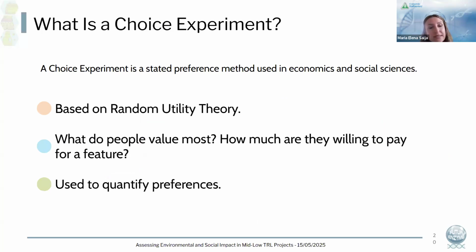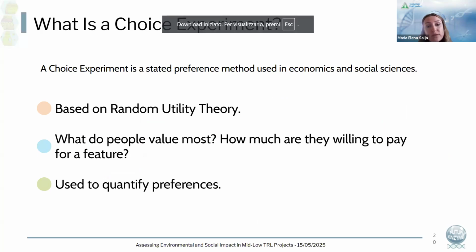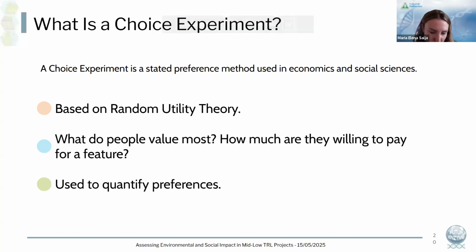So a choice experiment is a stated preference method using economics and social science. This method allows us to quantify preference, so to put a real and quantitative value on a person's preference. This method is based on random utility theory, which assumes that people choose the option that gives them the highest utility, even if they are not conscious of that.